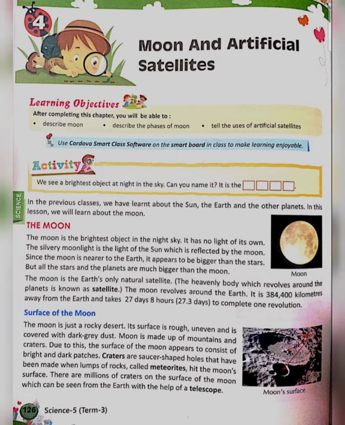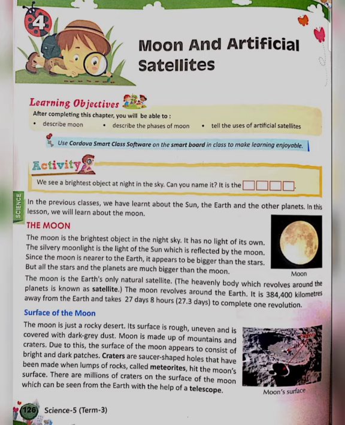The heavenly body which revolves around the planets is known as satellite. All those heavenly bodies which revolve around the planets are known as satellites. The moon revolves around the earth. It is 384,400 kilometers away from the earth. This is the distance of the moon and the earth.